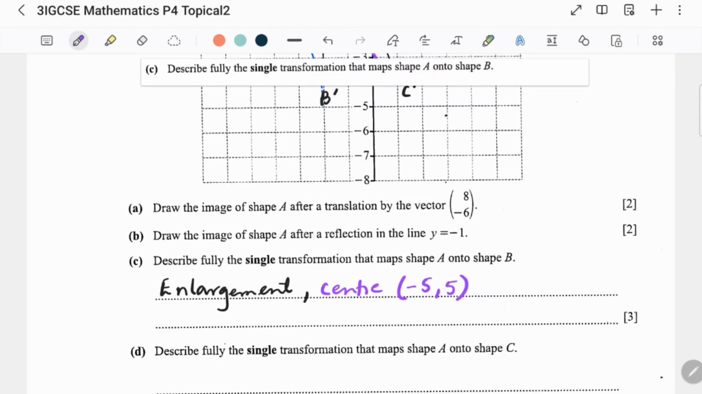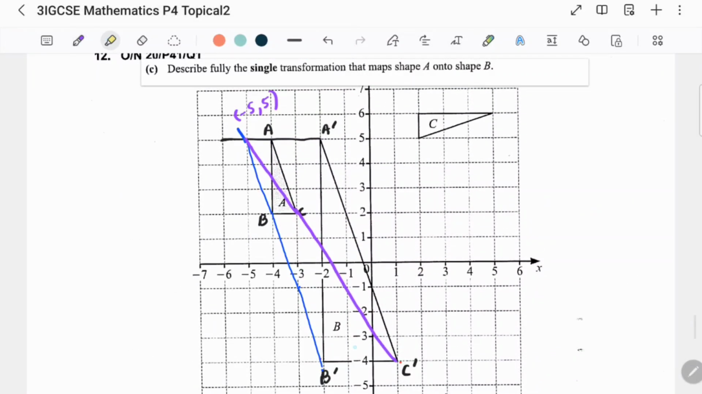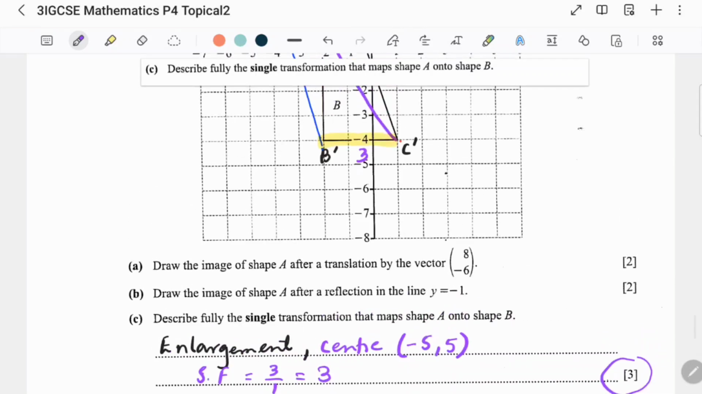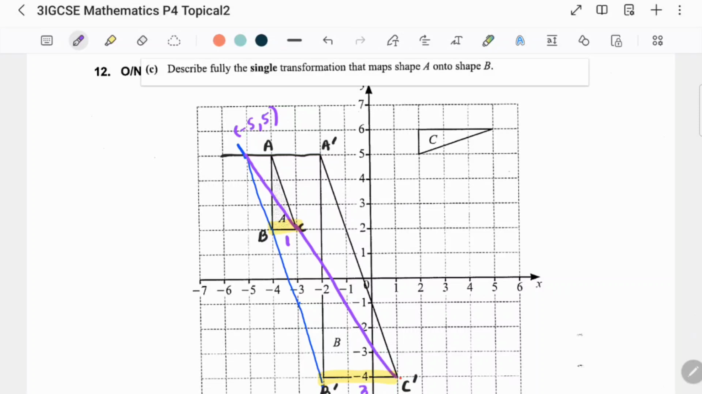As you know the scale factor is positive, so length of image upon length of object. Your image is B, so this is the length of the image. You have 1, 2, 3, so 3, and the length of the object is only 1. So 3 upon 1, the scale factor is 3 upon 1, which means 3. So that was a 3 marks question. You just told that it's an enlargement, the center is minus 5, 5 and the scale factor is 3. I hope you understood. So this was the enlargement, and your diagram becomes 3 times larger.